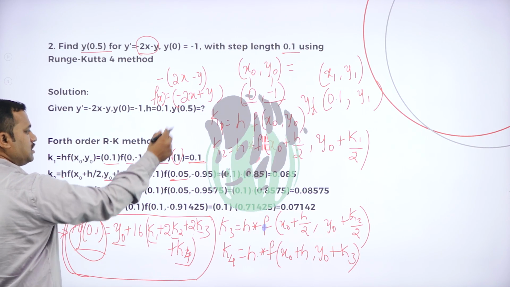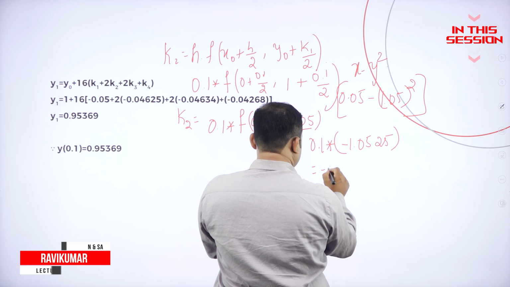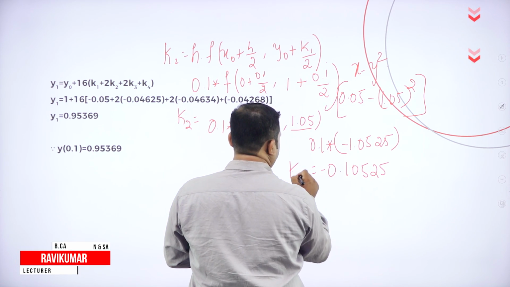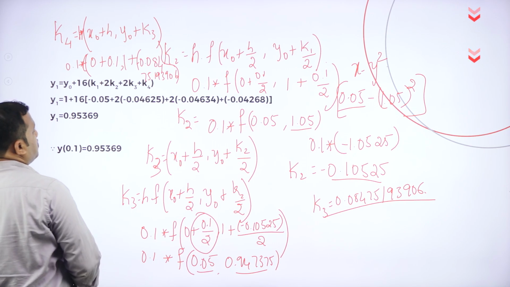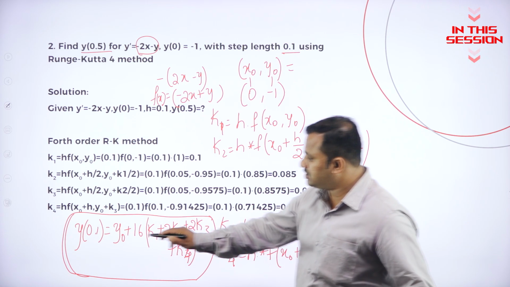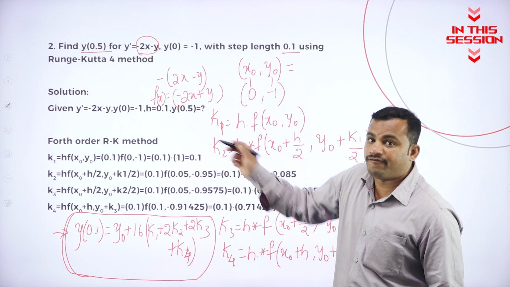Minus 1 plus 0.1 by 2. If I solve this, I'll get the value of this. Minus 0.10525. This is the value of K2 here. If I further simplify this, I'll get the term which is equal to 0.1 comma this term. The value which you will get in this step, that is y of 0.1, is used as y1.